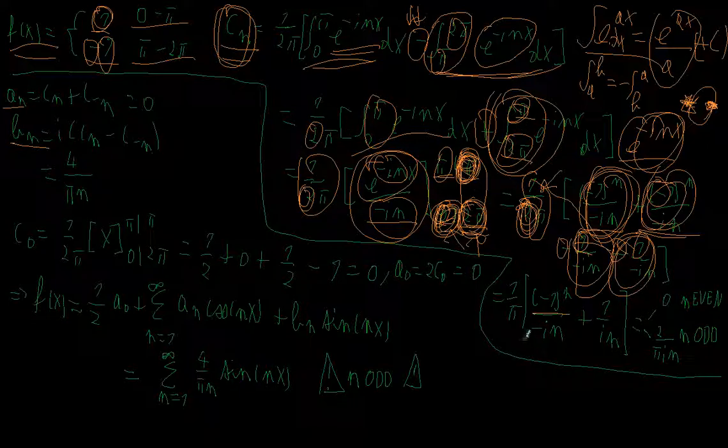And yeah, so we are left with 1 over pi times minus 1 to the nth power over negative in plus 1 over in, okay. And now this thing is 0 if n is even, okay. If you have like 2, we get 1 over negative in, so negative 1 over in plus 1 over in, so 0.